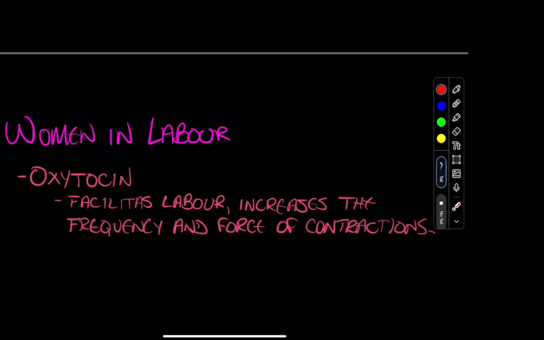Medications we give for women who are in active labor: oxytocin. This is given in the hospital setting, in smaller doses, to encourage labor if labor has slowed down or is being prolonged. In the pre-hospital setting, we can give oxytocin for postpartum bleeding or postpartum hemorrhage. I said here, it facilitates labor and increases the frequency and force of contractions. That's during pregnancy.